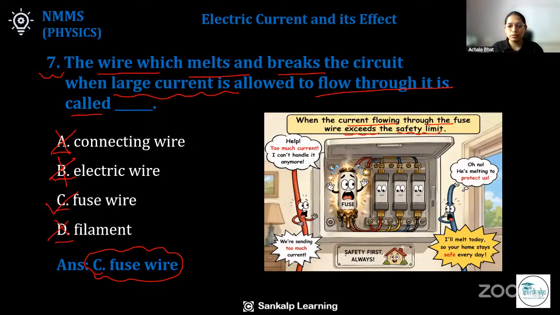Thus, it assures safety. Fuse wire is the correct answer, which melts and breaks the circuit when large current is allowed to flow through it. During overload, this is very important.